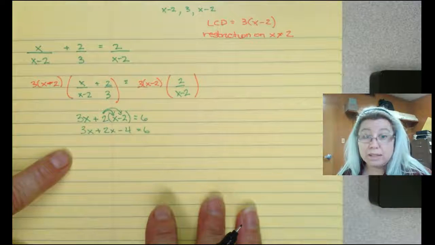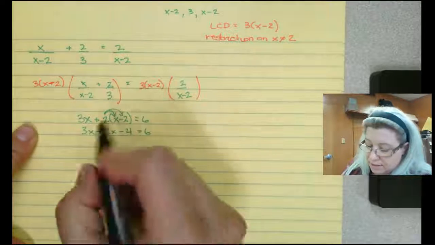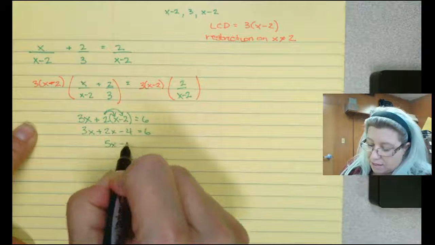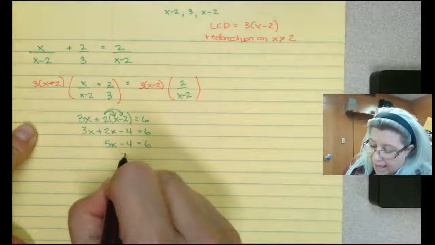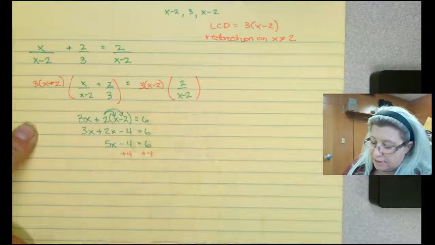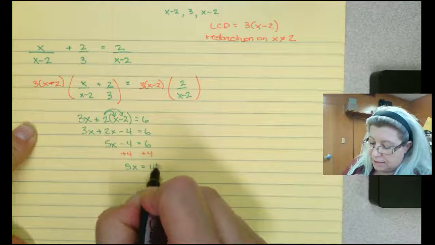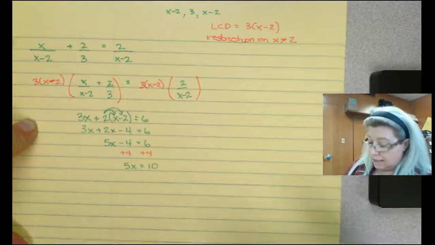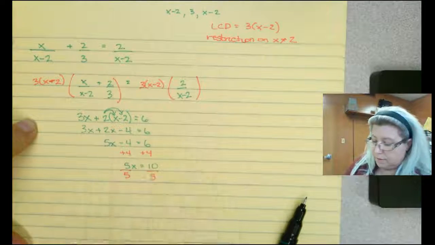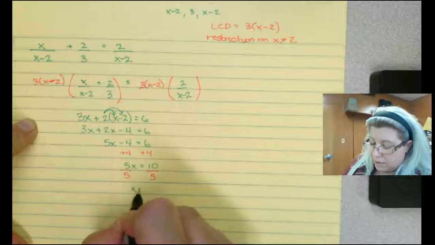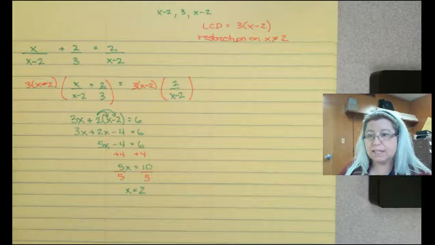Anything we can combine on the left-hand side? Sure enough, we've got 3 x's and 2 x's. 5x minus 4 equals 6. Let's add the 4 to both sides. 5x equals 10. Let's divide each side by 5. X equals 2.